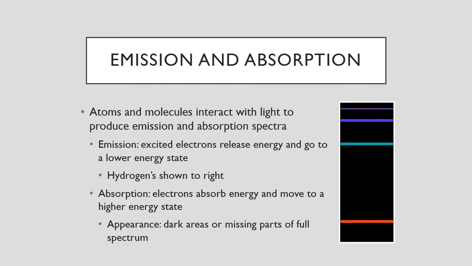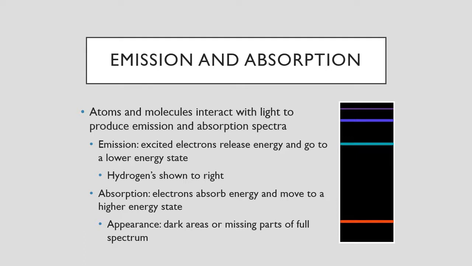Emission spectra are generated by excited electrons releasing their energy and going to a lower energy state. This produces lines of light with specific energies, as shown to the right on this slide. The one on the right is the emission spectra for hydrogen.